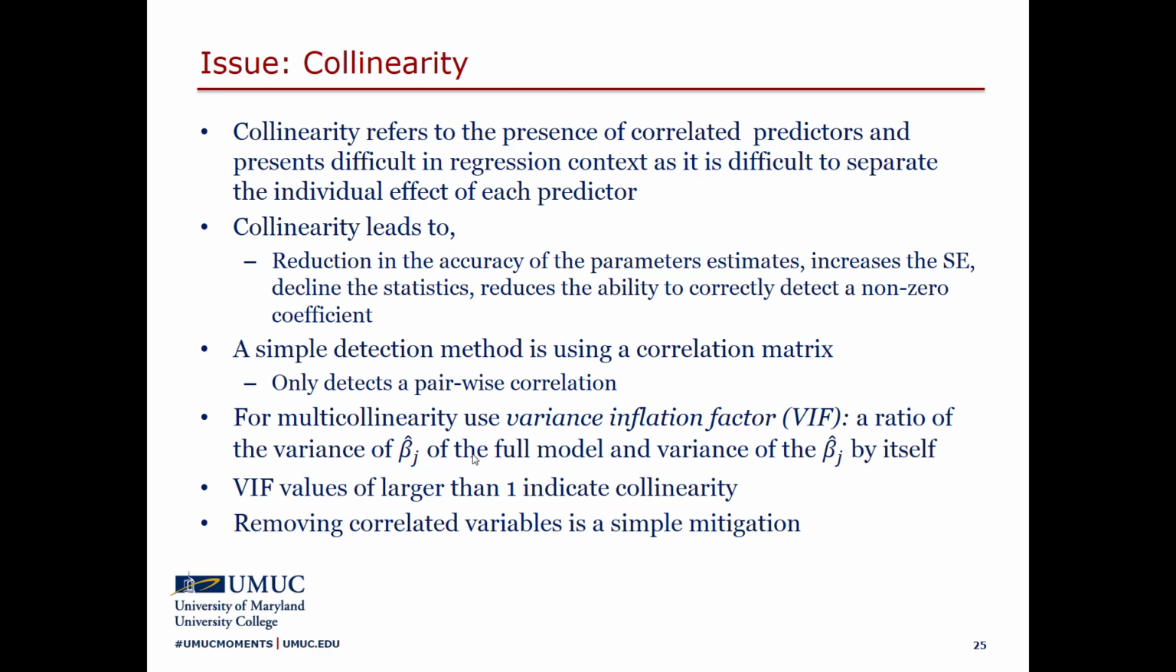Another important issue that you have to be familiar with is collinearity, and it refers to the presence of correlated predictors. So basically, in your model, if some of the predictors are correlated to each other, some of the estimation that you make might not be accurate, because it is kind of difficult to separate the effect of one variable on the response from the other, because they kind of move together, right? They are correlated. And it leads to reduction in the accuracy of the parameter estimates.